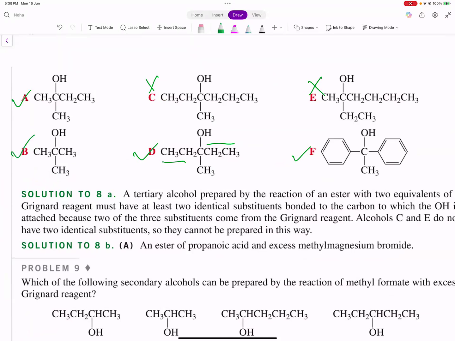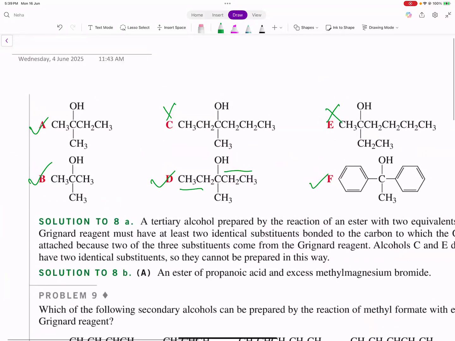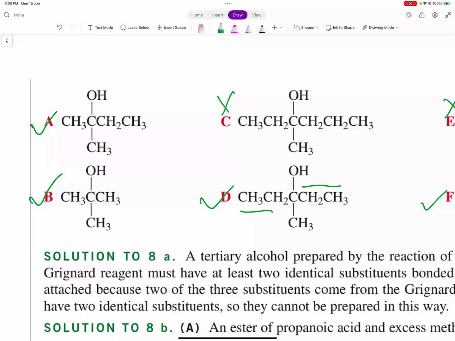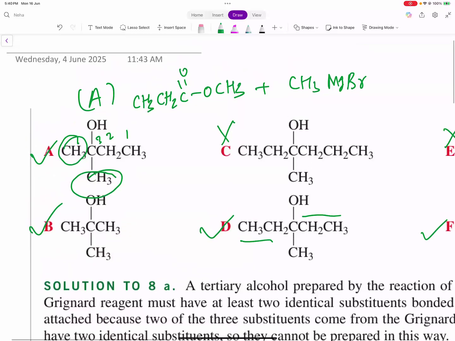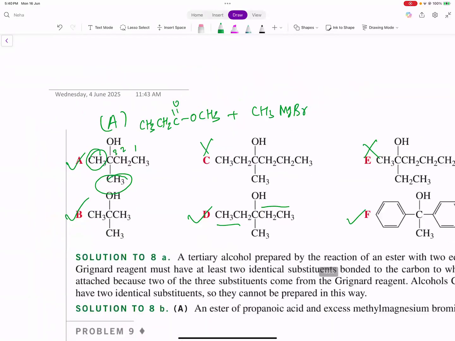And how will we prepare? It's very easy to prepare. For example, in the first one, we know that these methyl groups are coming from Grignard, right? So the ester we will choose is 1, 2, 3: this 3 carbon CH3, CH2, C double bond OCH3 I can choose. Then I add excess CH3MgBr, right? And then we protonate it in the end. Clear? The first will attack, then the second will attack. Got it?